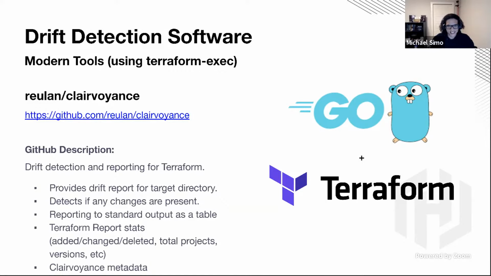I'm still trying to get it packaged so it can work more agnostically and in the cloud. I'd like to ideally run this as a cron job. But I'll go into how Clairvoyance works in the next section. So I have a list of some of the current things that it does: provides a drift report for a target directory, detects if any changes are present, reports to standard out, and the stats that are reported are added, changed, deleted, total projects, and versions, as well as some Clairvoyance metadata.